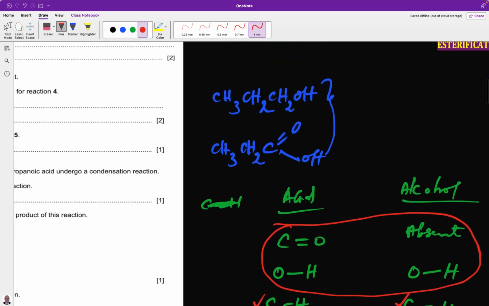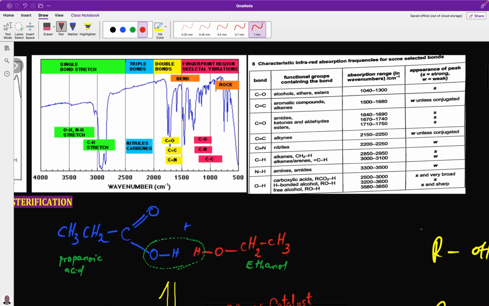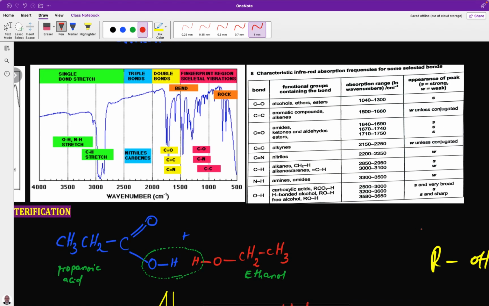So now we go back to our data booklet. When you see such a question, open to your data booklet. When you identify the differences, open to your data booklet. In your data booklet, the OH bond for the carboxylic acid is 2,500 to 3,000.